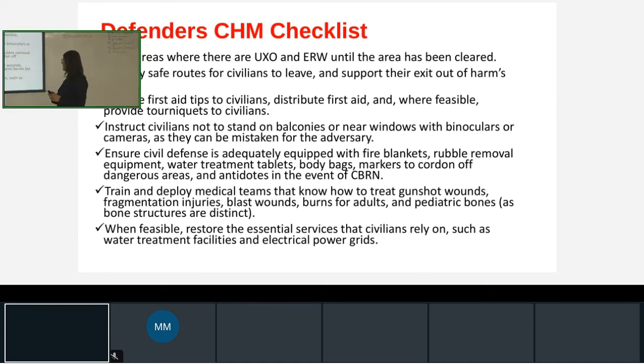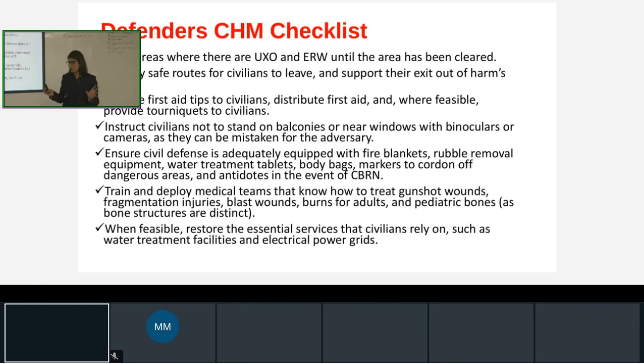Training the medical team how to treat wounds, fragmentation injuries, and blast wounds. In urban war, we have seen that the kind of injuries that civilians and, of course, soldiers suffer is just different. Something I learned from Iraq and Syria was that the injuries for adults and pediatrics are also different, because the bones are different, right? So you need specialized training, with doctors trained in trauma, emergency response, and medical care, and you have to have separate training for adults and for pediatrics.